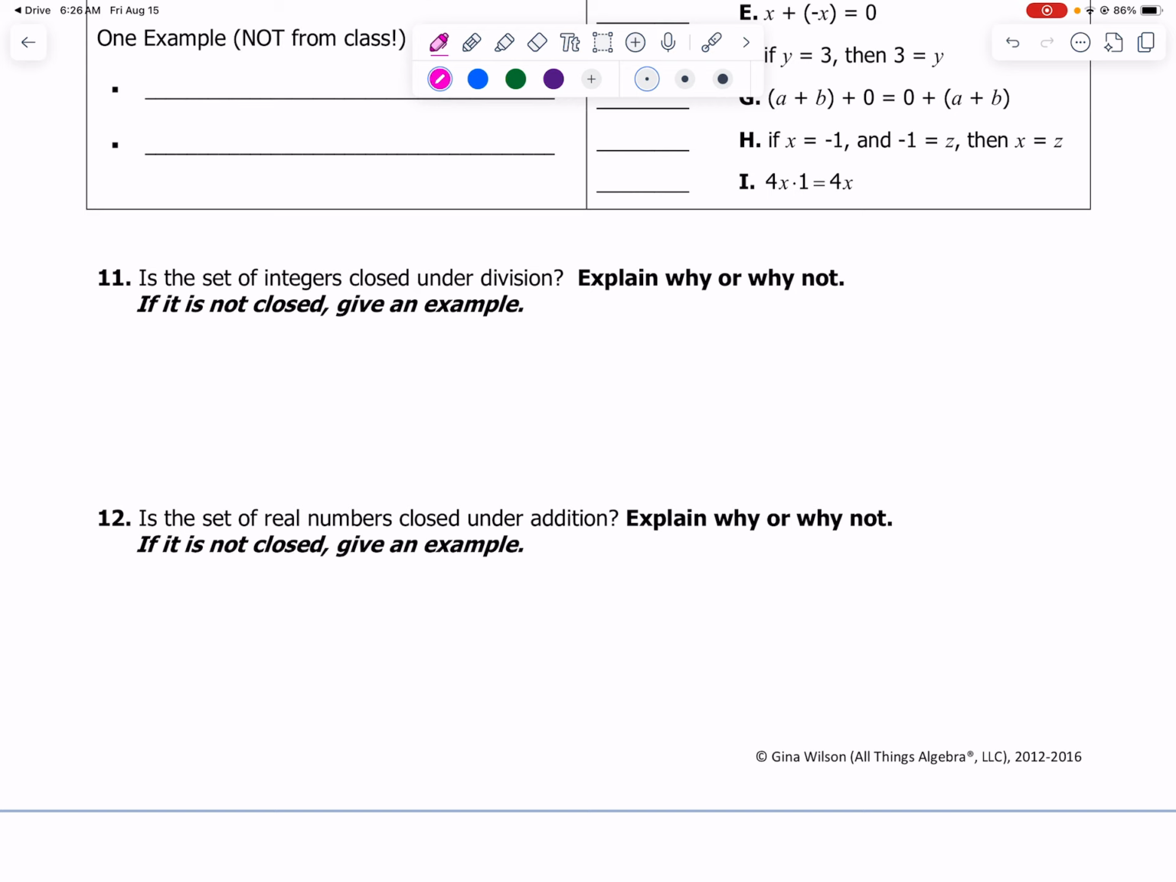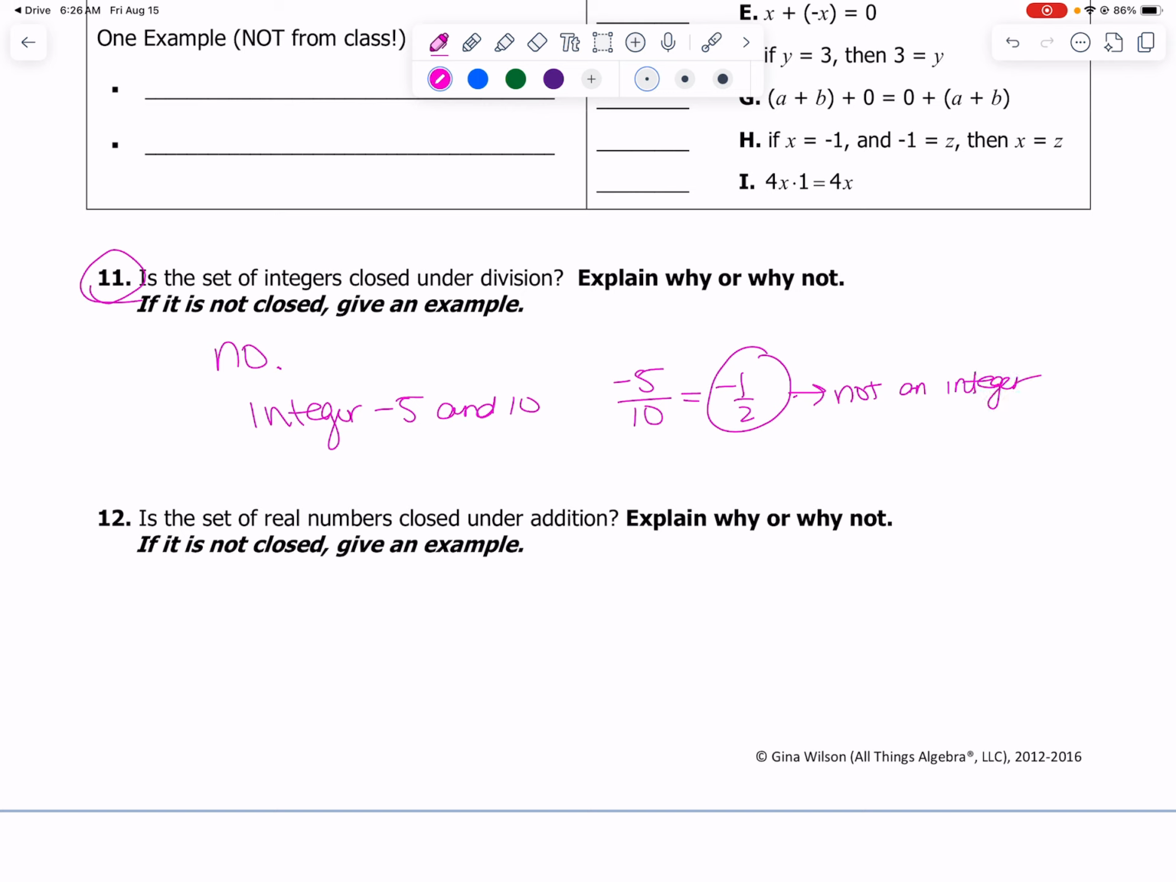That's the question. So for that, that's for 11, right? So the answer is no, because if I take the integer -5 and 10, -5 divided by 10 is equal to -1/2, and -1/2 is not an integer. All right, and that's it for this problem set.